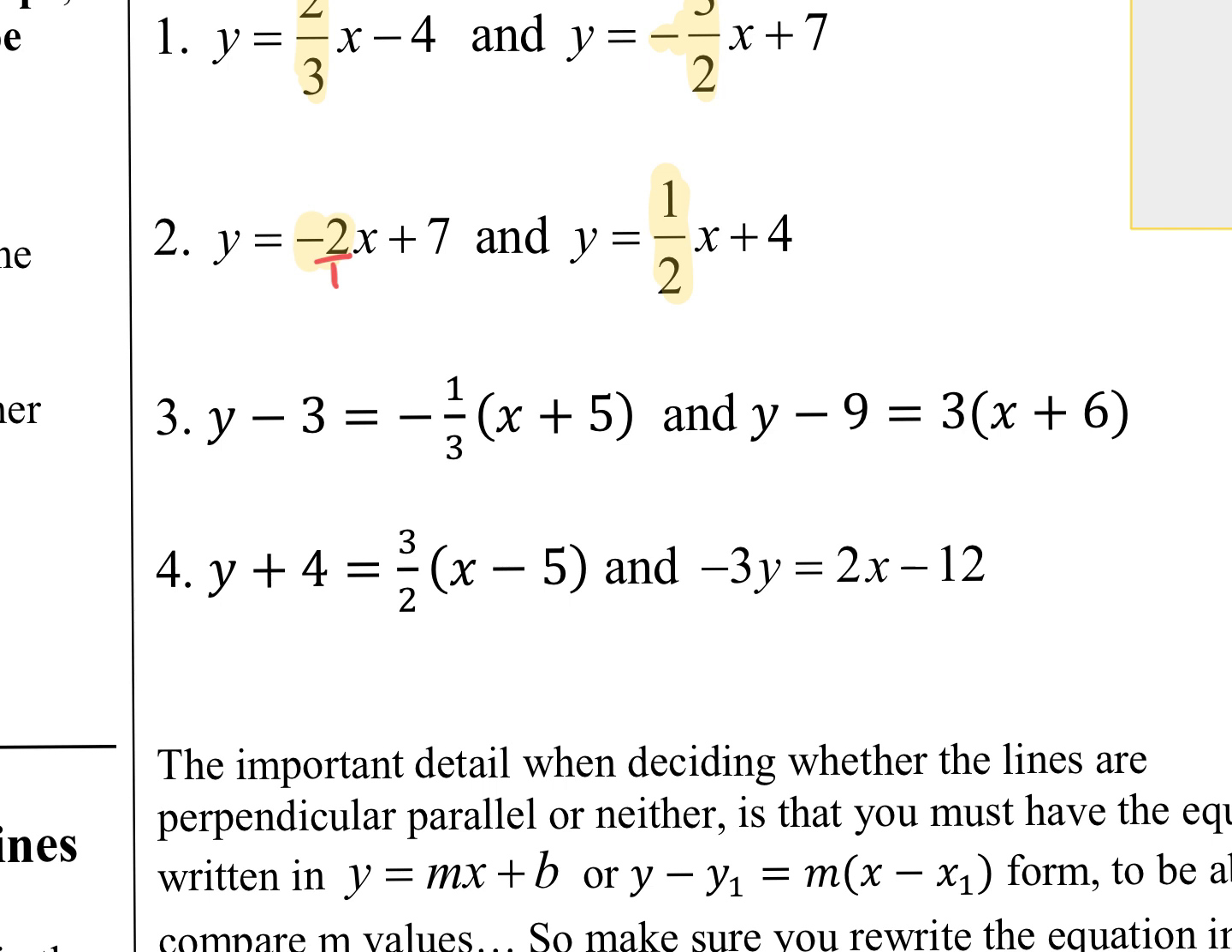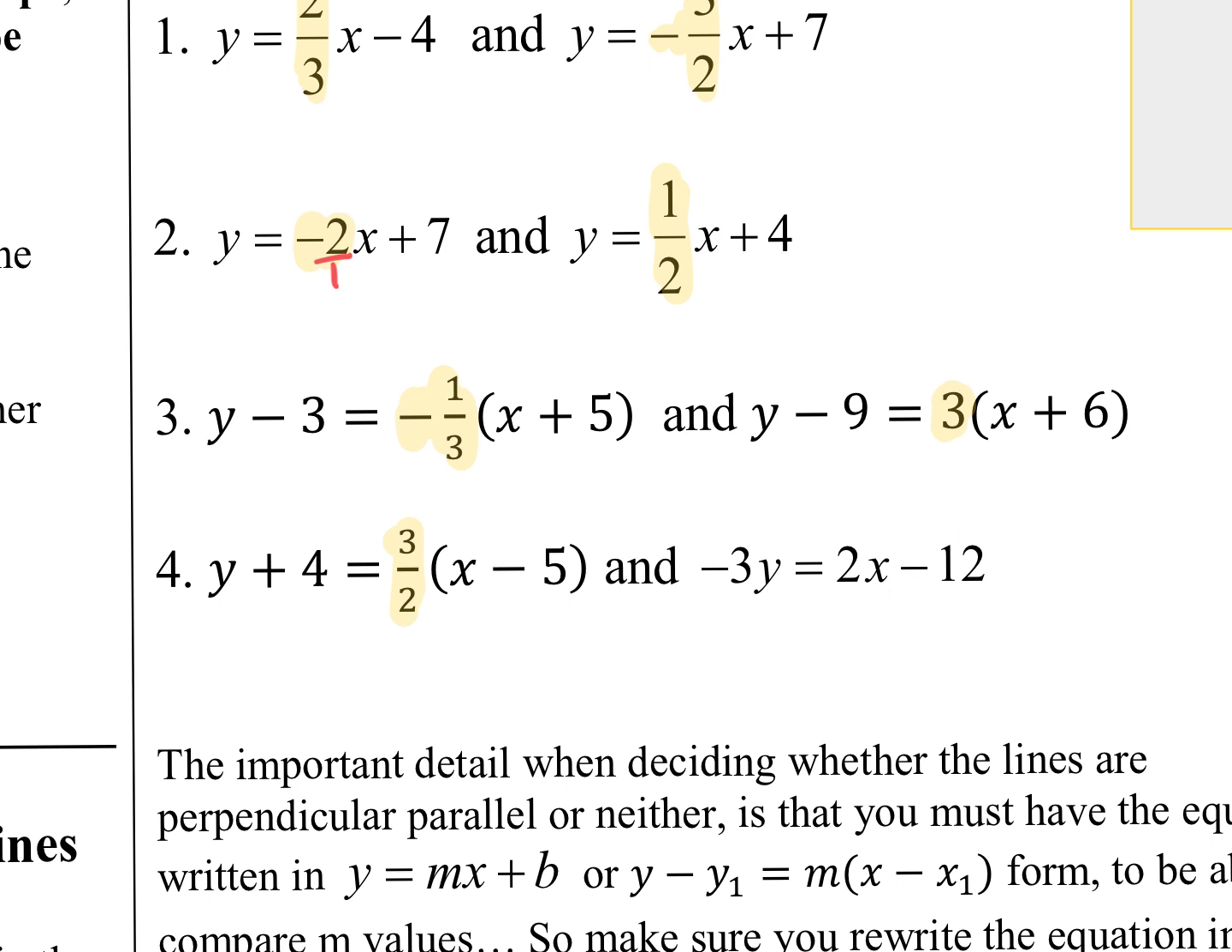All right, great. So number 3 has both equations in point slope form, not slope intercept. So I could look at the slope right here. It's -1/3, and I could look at the slope over here, and those are opposite reciprocal slopes. If I change this to a plus and then flip it, it'll be a positive 3 over 1, which is just positive 3.